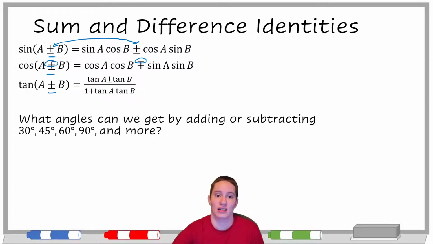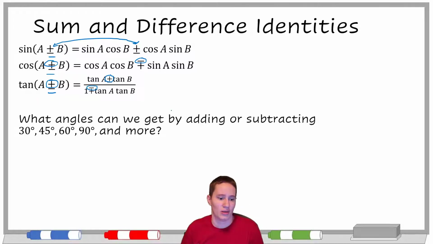And just to make that even more tricky, tangent has a plus or minus and an upside down plus or minus sign on the right side. So that means that when we do tangent of A plus B, we look at the top and put a plus, and we look at the bottom and we'd put a minus. So we're going to walk through each of these. We're going to do one of each, a sine, a cosine, and a tangent.